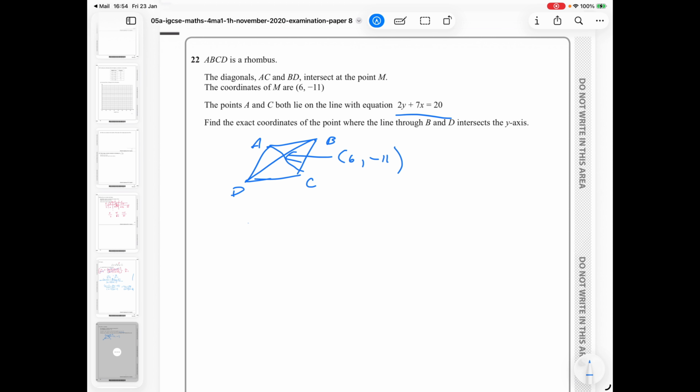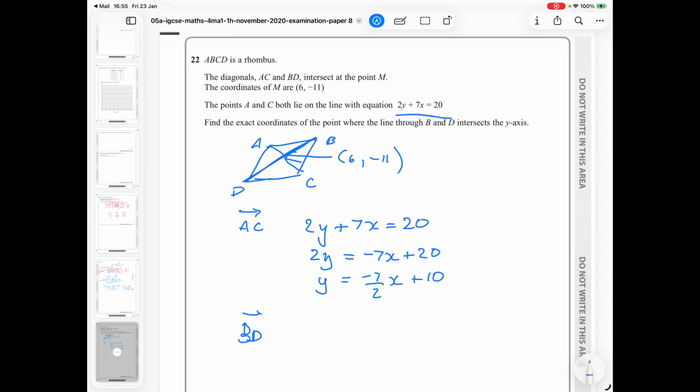So we know that AC is 2y plus 7x equals 20. Let's just rearrange this to make y equals mx plus c. So 2y equals minus 7x plus 20. So y equals minus 7 over 2 x plus 10. Now, in order to find out what BD equals, BD is going to be perpendicular. So y equals the negative reciprocal of this. The negative reciprocal of minus 7 over 2 is 2/7 x.